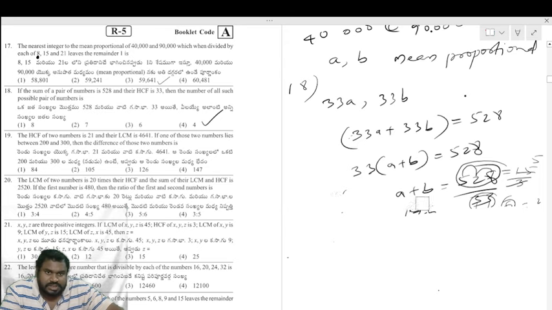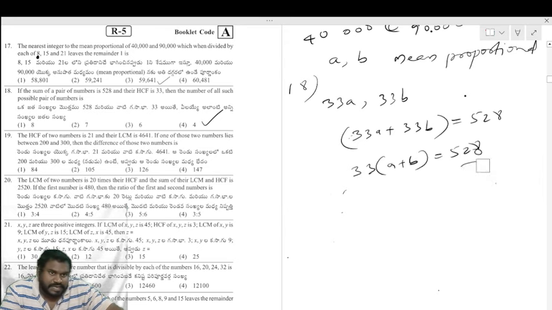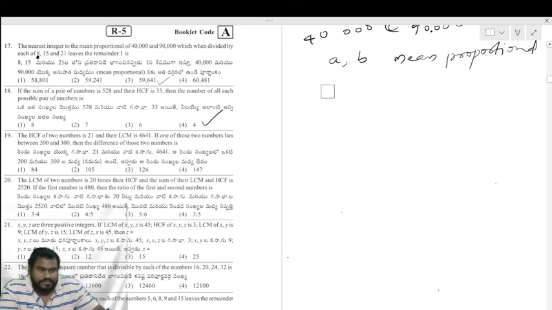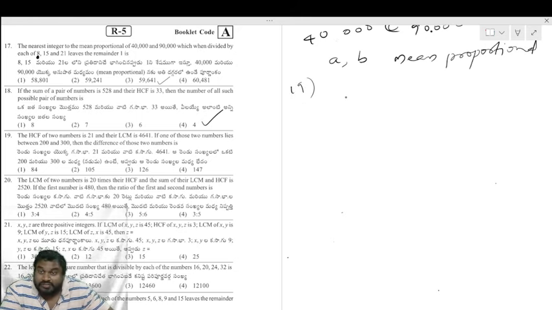Just have a glance at the question. That is 19. The HCF of two numbers is 21.